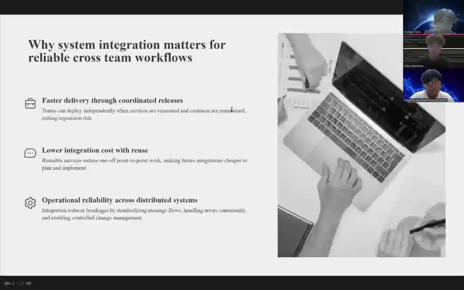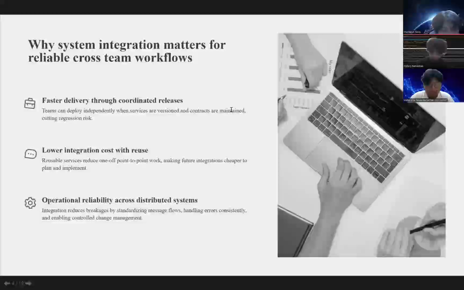So let's talk about delivery. Faster delivery through coordinated release. What does it mean actually? If your teams can deploy independently when services are fresh and clean, it cuts regression risk. So you actually can manage and suppress the risk much further if you can deploy independently. So it enables a faster-paced team that can adapt to many situations.